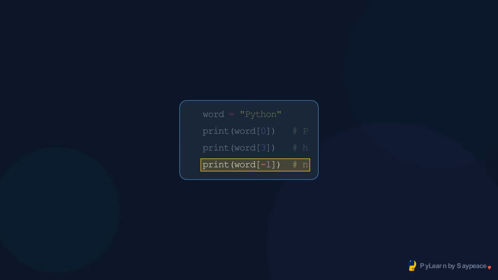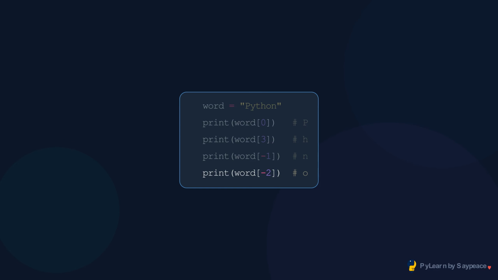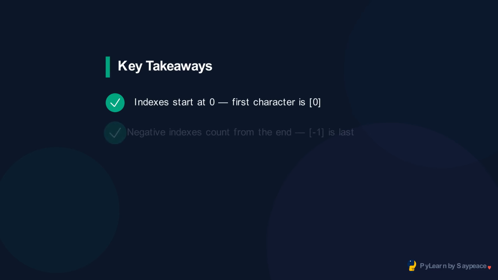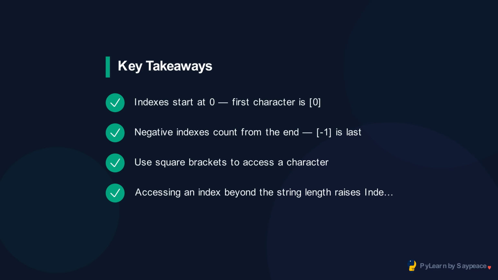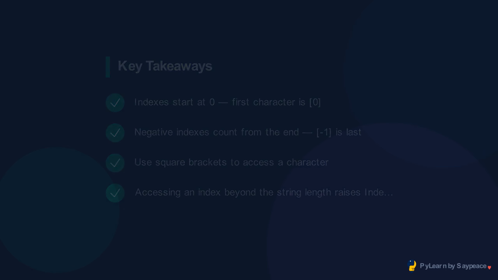Negative indexes count from the end. -1 is always the last character, regardless of string length. -2 is the second to last. Zero-based indexing is used everywhere in Python: strings, lists, tuples. Get comfortable with it now.